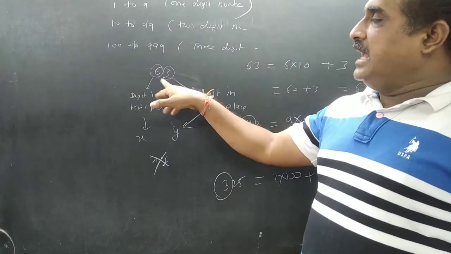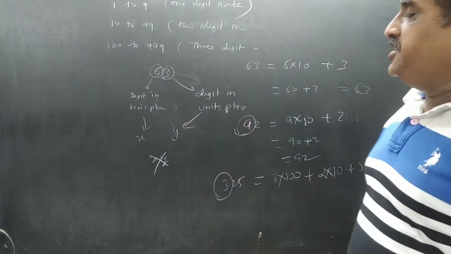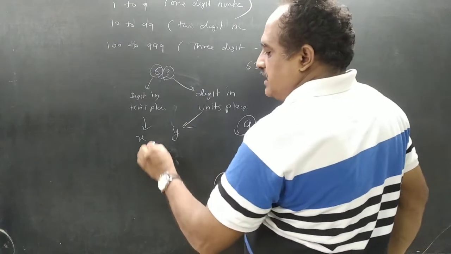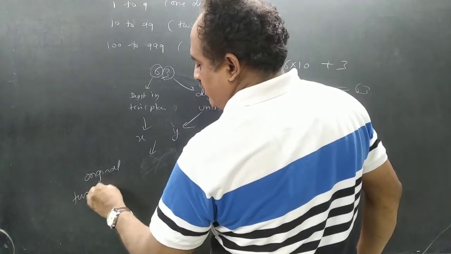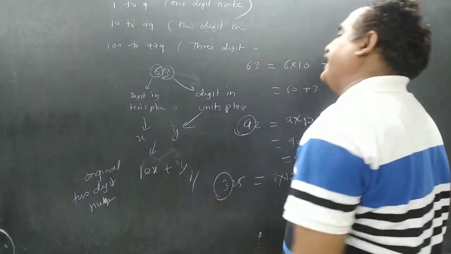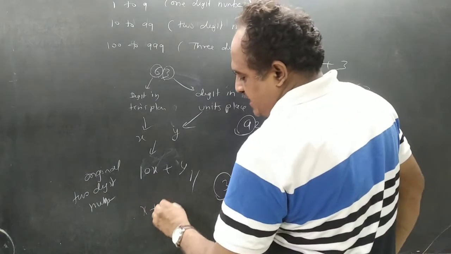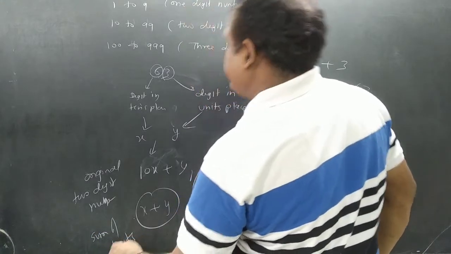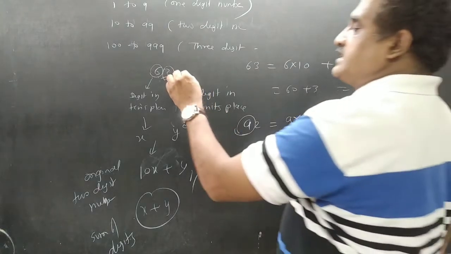But if I am taking 63, 6 is called the digit in tens place, and the digit in units place is y. So while writing this number, the original 2-digit number is represented by 10x plus y. Have you understood this? And when I write x plus y, it is called the sum of digits. X plus y is called what? Sum of digits. Now please students take care of it.